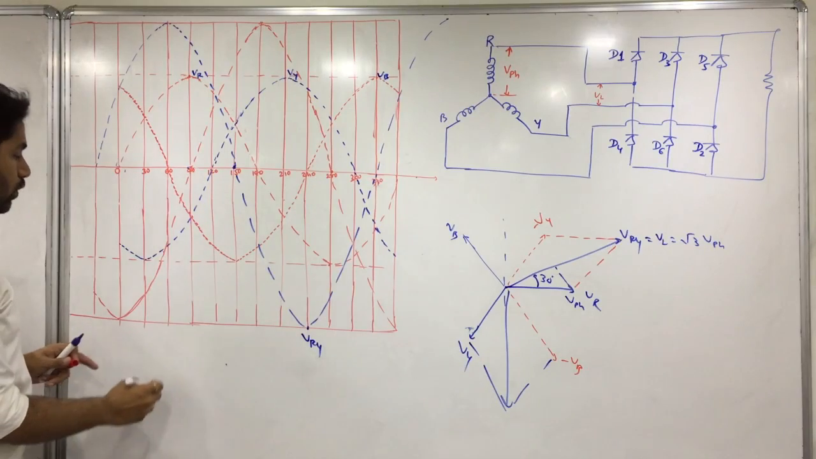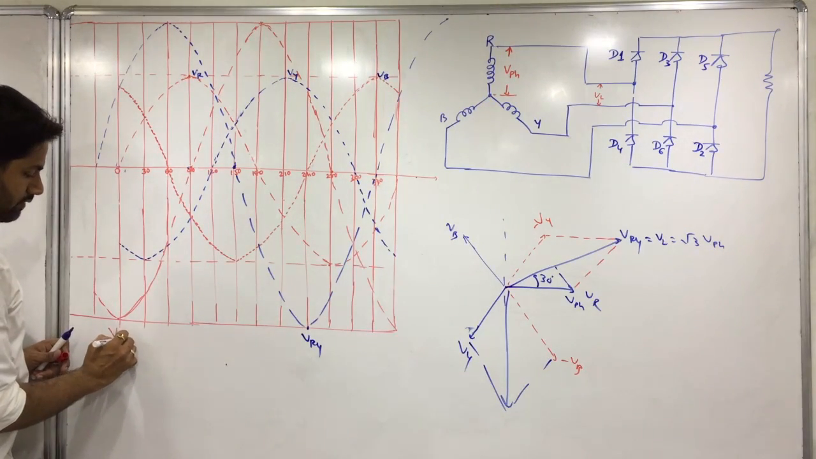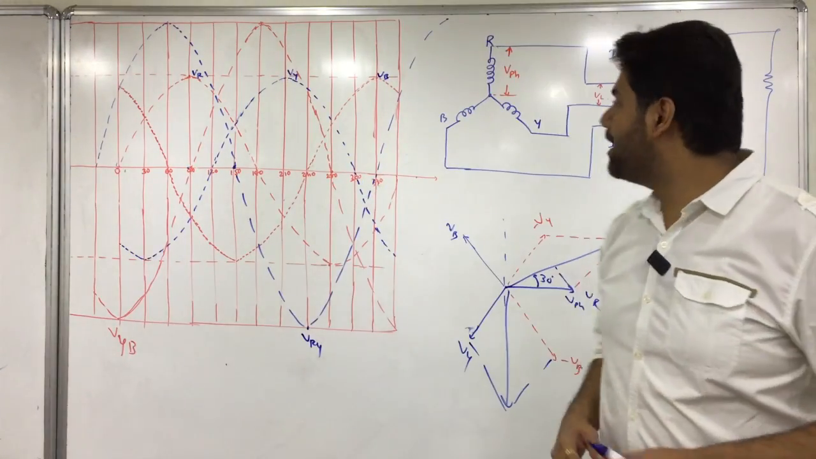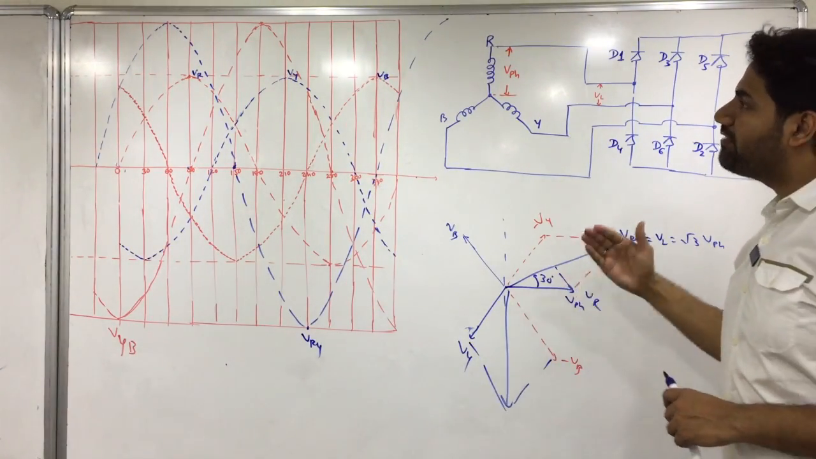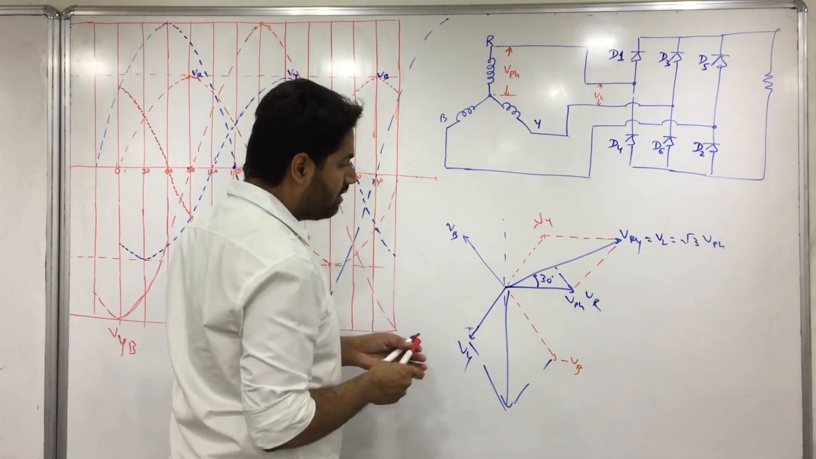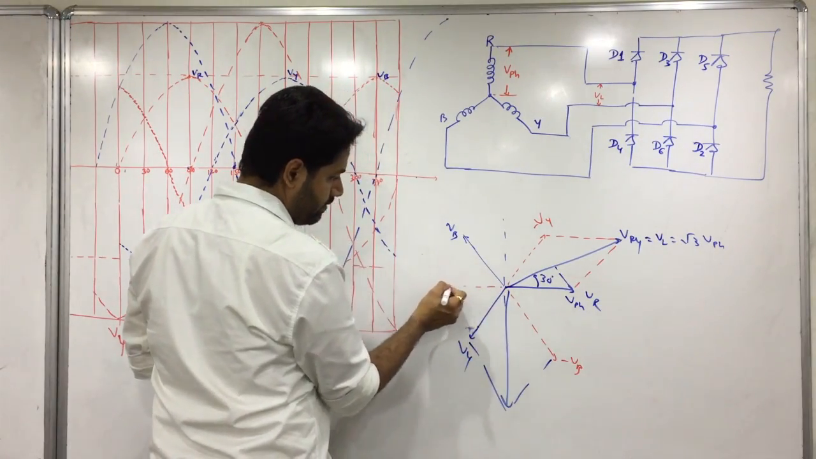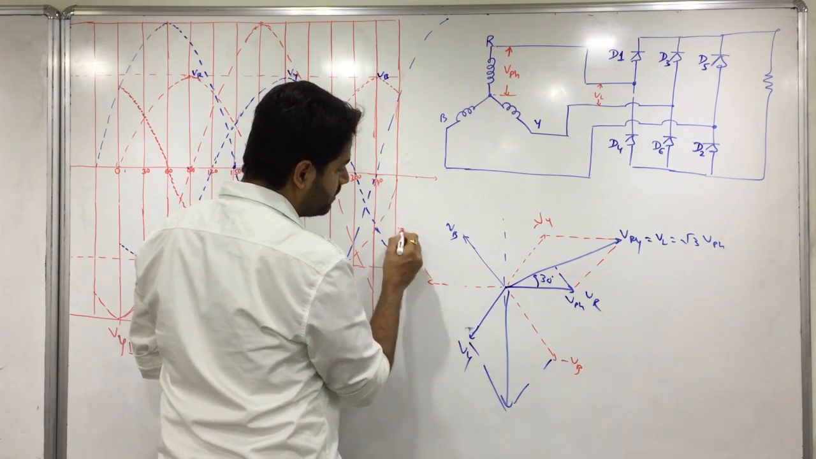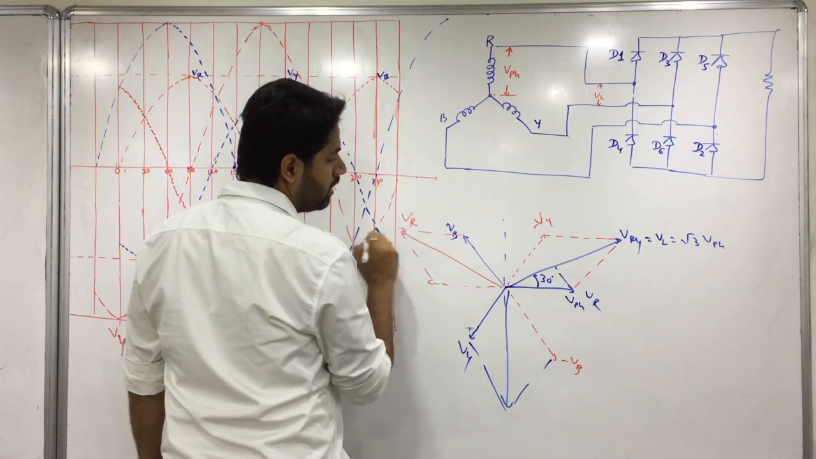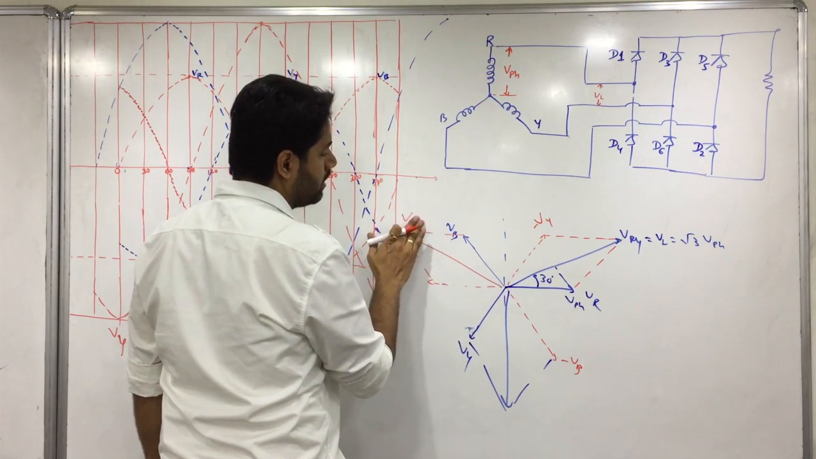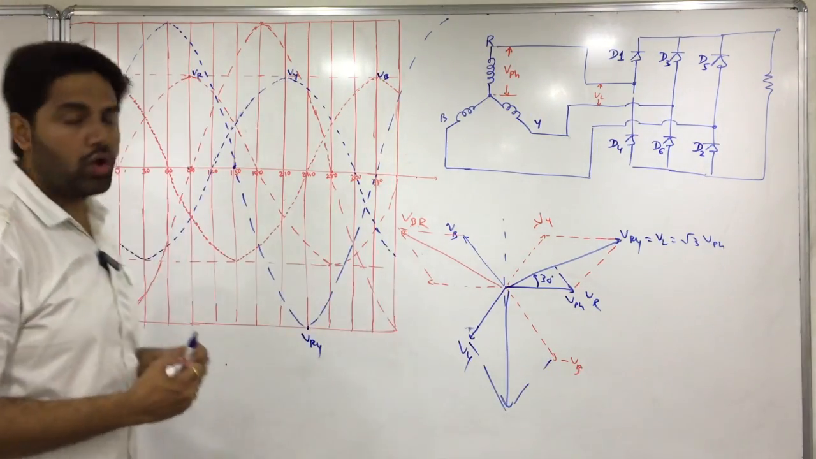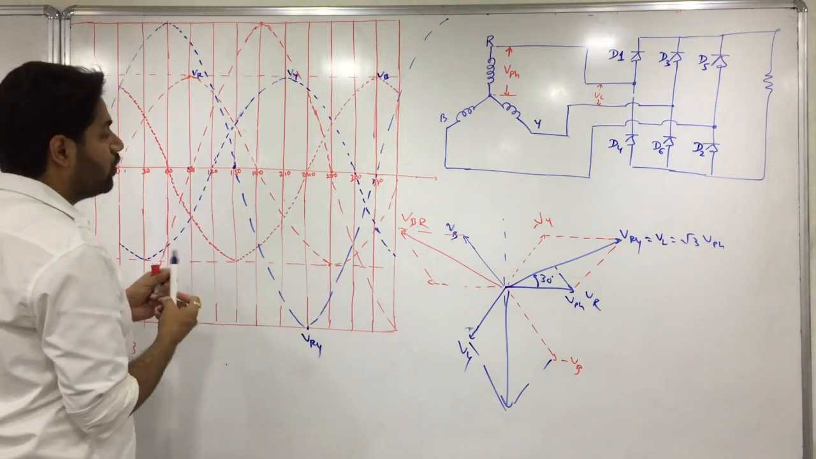Okay, so this is my which voltage? VYB. Clear? This is my VYB. After VYB, we'll be having VBR. So VBR is VB minus VR. So minus VR will be like this. So we have got a voltage which is like this. So this becomes my VRB. Sorry, VBR. Fine. VRB will be here. Okay. So VBR will start from this point.